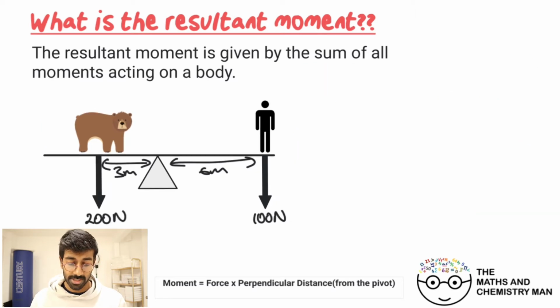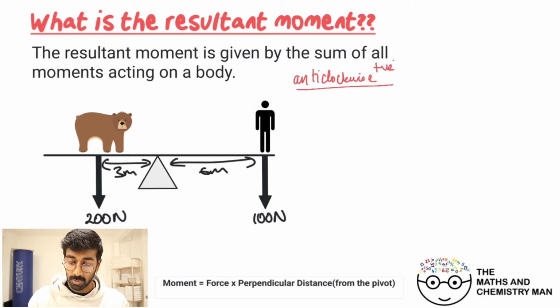Now let's have a look at another example where the bear maybe comes a little bit closer this time. So you can see the bear is only 3 meters away from the pivot point this time. So we'll start the same way again. Let's put maybe anti-clockwise down.